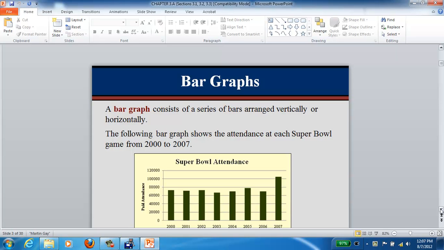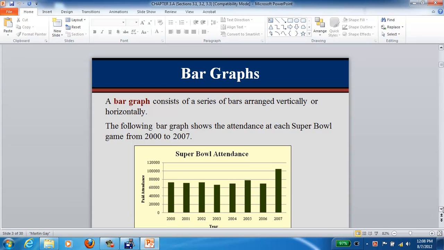Here is a bar graph, which consists of a series of bars arranged vertically or horizontally. The following bar graph shows the attendance at each Super Bowl game from 2000 to 2007, where on your x-axis is your time, and on your y-axis is your attendance.